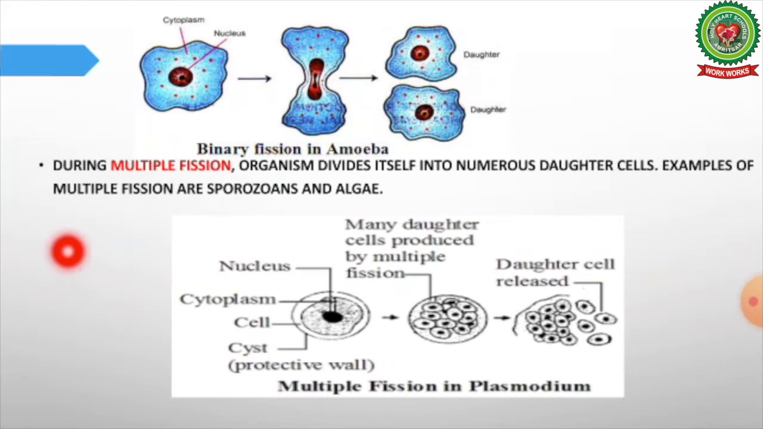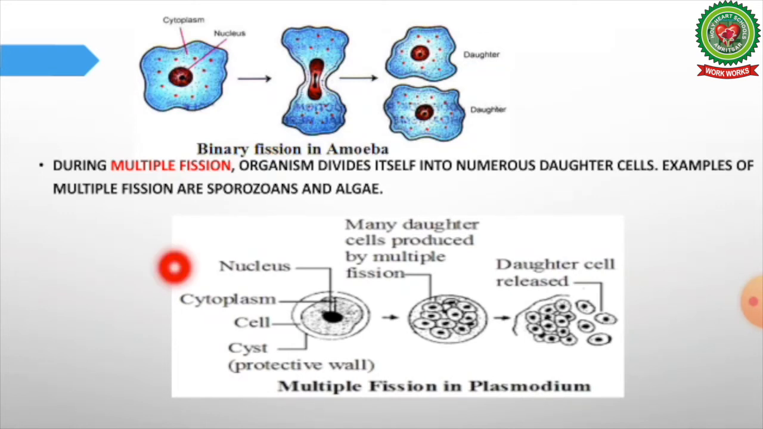Now, the next mode of asexual reproduction is multiple fission. The organism divides itself into numerous daughter cells. Examples of multiple fission are sporozoans and algae. Here, we can see multiple fission in Plasmodium.